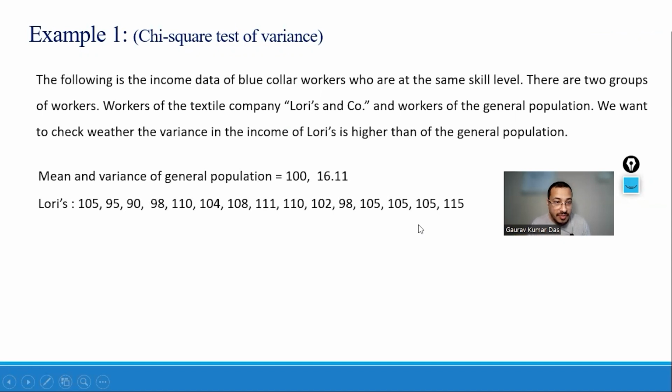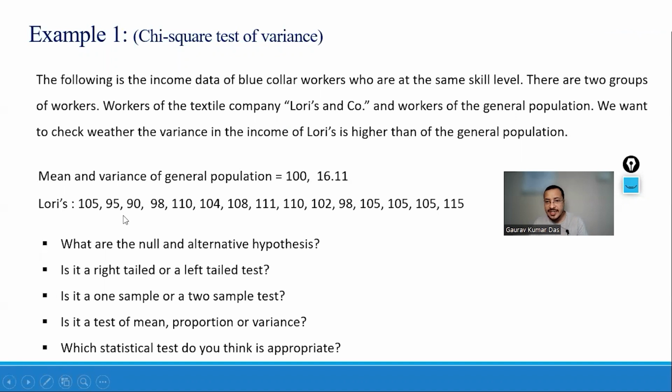These are the data points given. Mean and variance of the general population is given to you. Now, this typically comes from historical data. And this is the sample data from Lorries and Co. From Lorries and Co, I can easily calculate the sample variance and the number of data points, that is, the degrees of freedom, right?